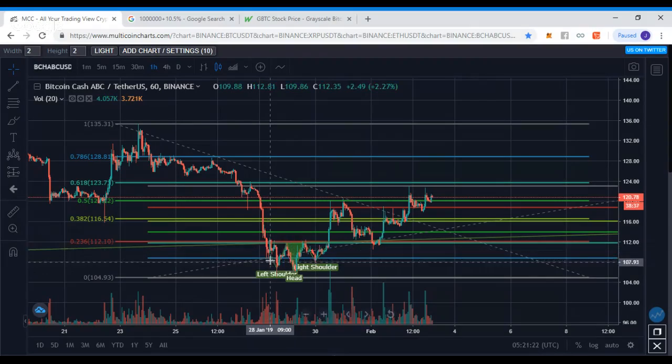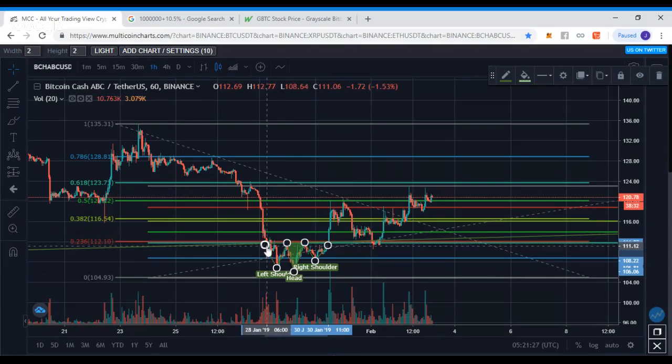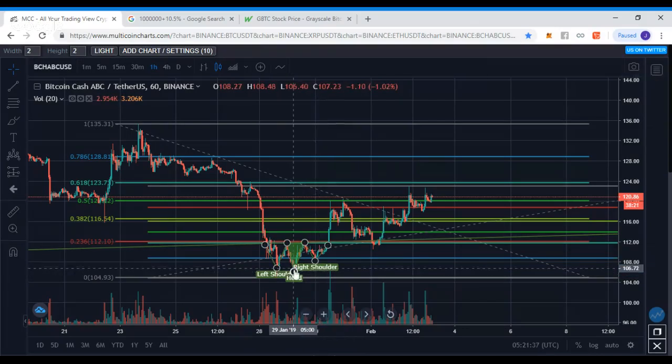So anyways, we got our left shoulder at about 112, coming down to about 106, coming back up to the top of 112 and coming back down to form the head. The head comes down to 104, comes right back up, testing that 112 level, and then breaking back down, this time on the right shoulder, coming down as low as 108.27, and then retesting that same 112 area and cracking it. And that's what we had to break out at.